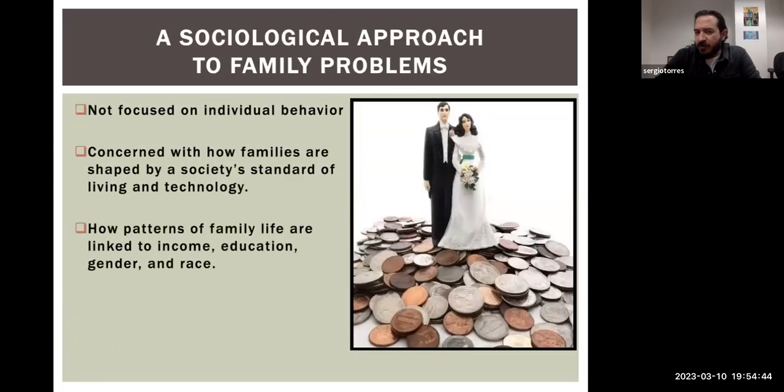Okay, sociological approach to family problems. The biggest problem for married couples, the number one issue that they argue about, is going to be money. Married people argue over money.